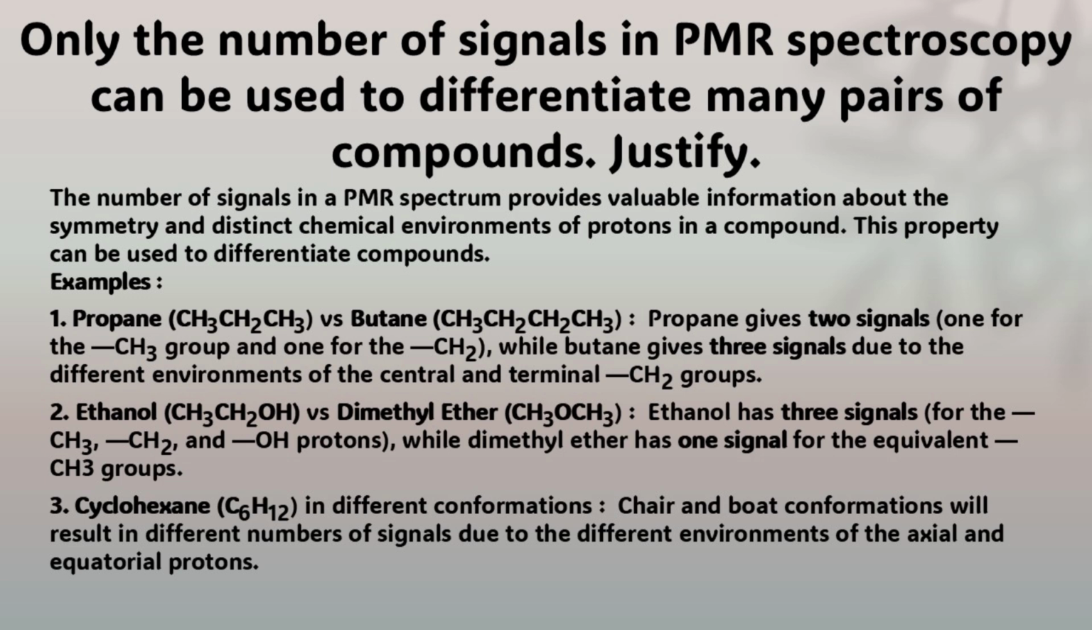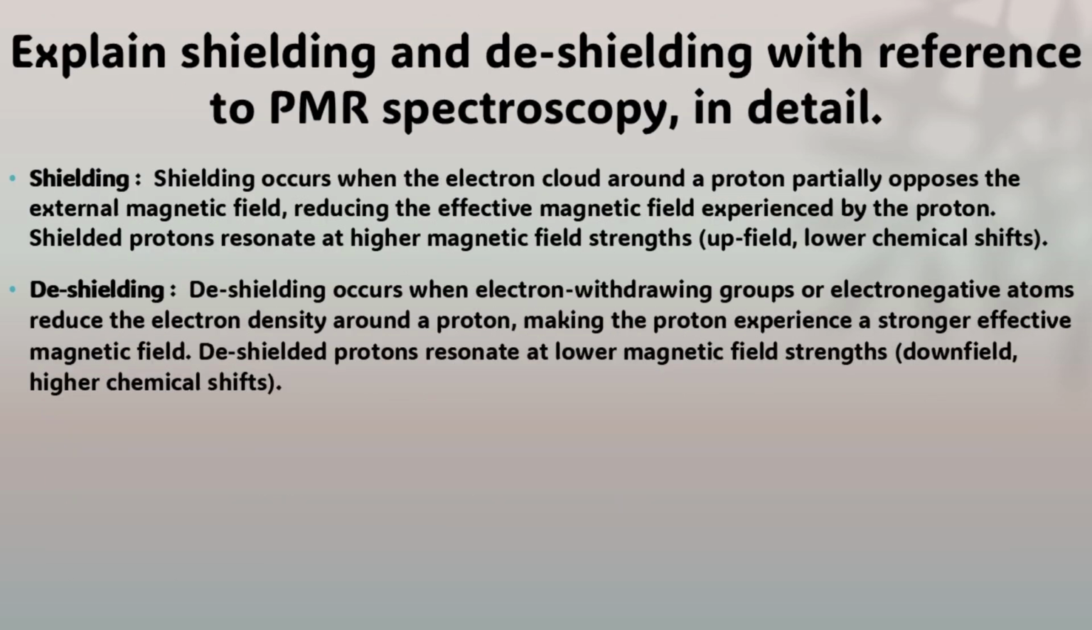2. Ethanol, CH3CH2OH, versus dimethyl ether, CH3OCH3. Ethanol has 3 signals for the CH3, CH2, and OH protons, while dimethyl ether has 1 signal for the equivalent CH3 groups. 3. Cyclohexane, C6H12, in different conformations, chair and boat, will result in different numbers of signals due to the different environments of the axial and equatorial protons. The next question is question number 33.